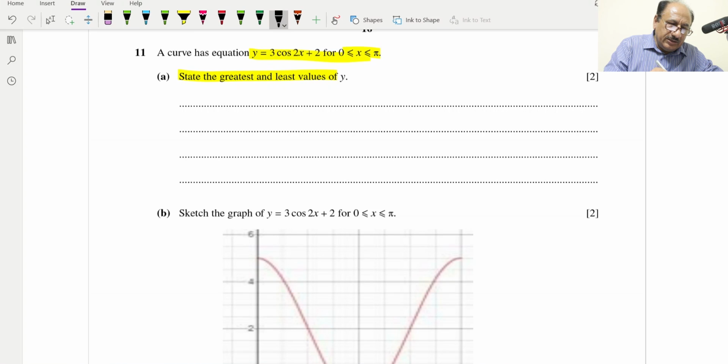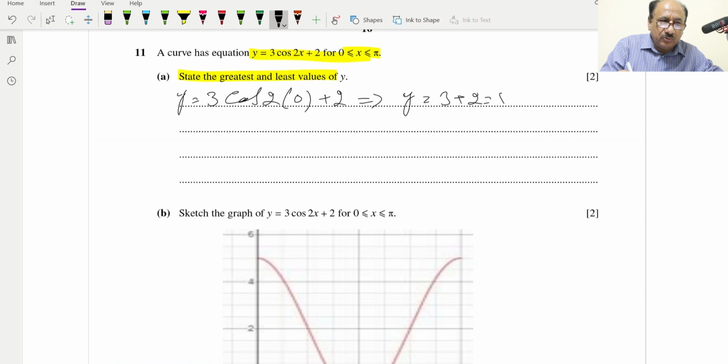So for the greatest and least value, we can write y is equal to 3 into cos of 2 times 0, plus 2. This implies cos 0 will be 1, so 3 plus 2. So y is equal to 3 plus 2, which is equal to 5.